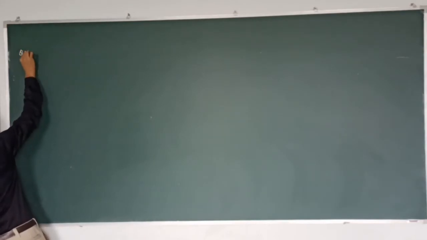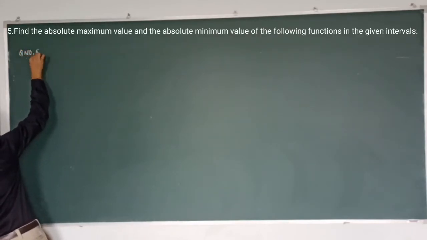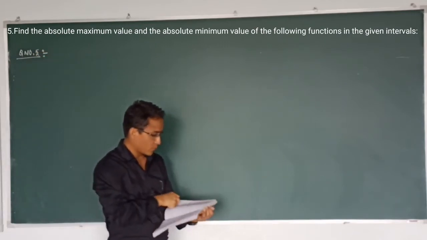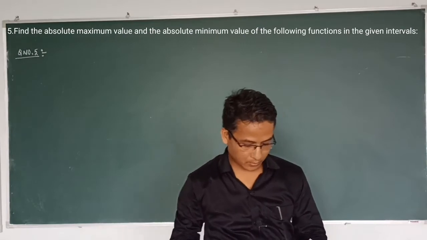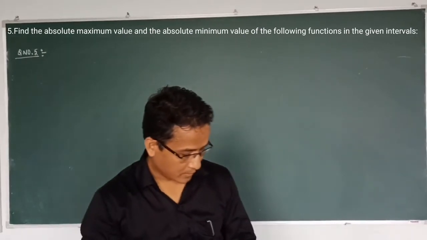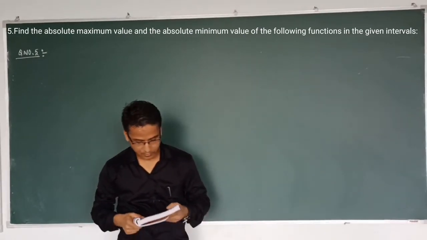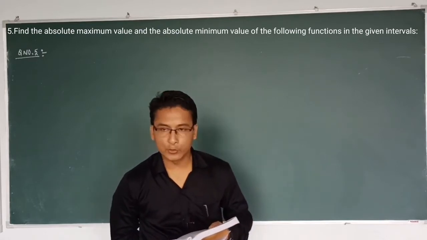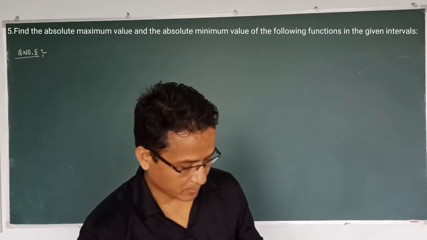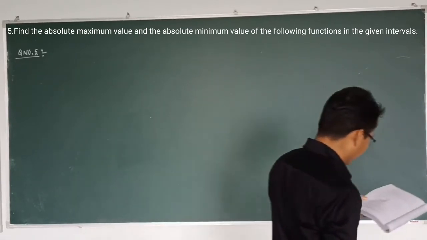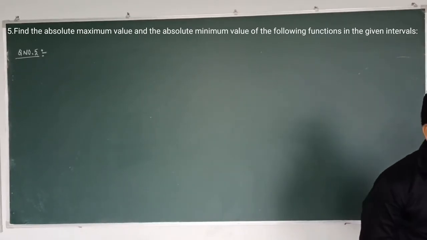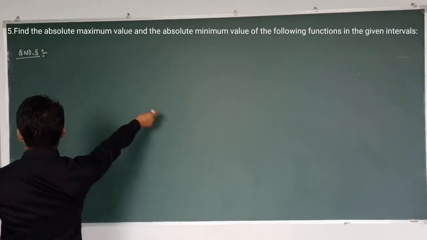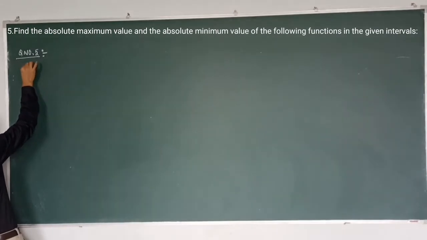Exercise 6.5, question number 5. In question number 5, there are 4 questions. We have solved 2 questions, Roman number 1 and Roman number 2. Then we go for question number 6, question number 7, like that, and complete the other questions. So question number 5, Roman number 1.